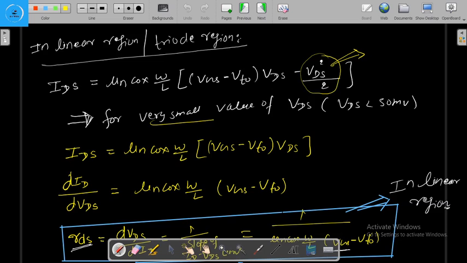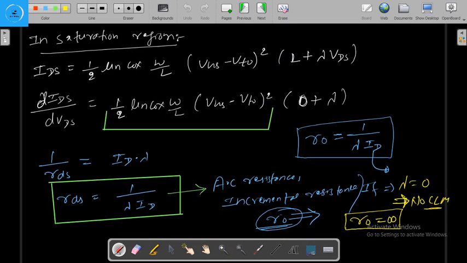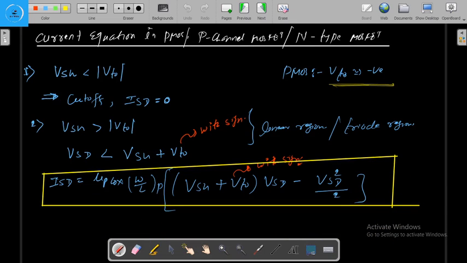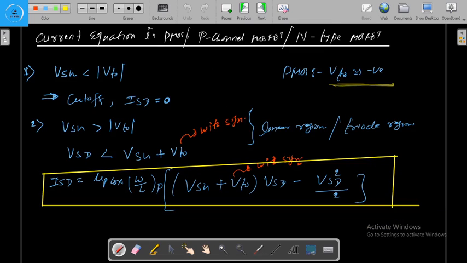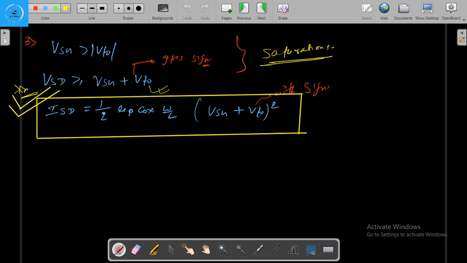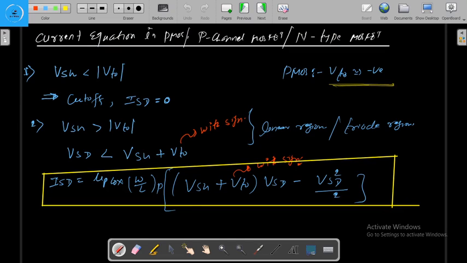Now we will see, this is the current equation for the p-channel MOSFET, or we can say the PMOS. Here we need to remember that the sign of the VT0 threshold voltage will be negative.